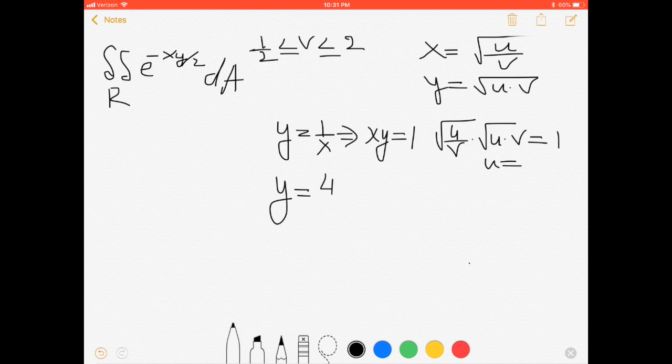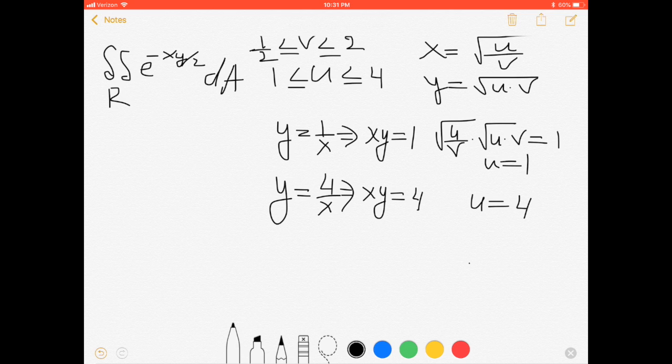y equals 4 over x. This means xy equals 4. And that means, okay, u equals 1, sorry, this means plugging in, and the same, you have u equal 4. Now we have u changing between 1 and 4.